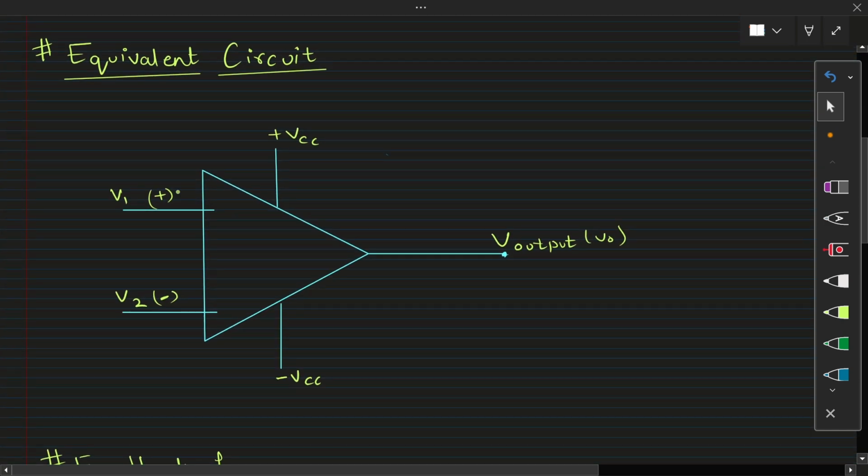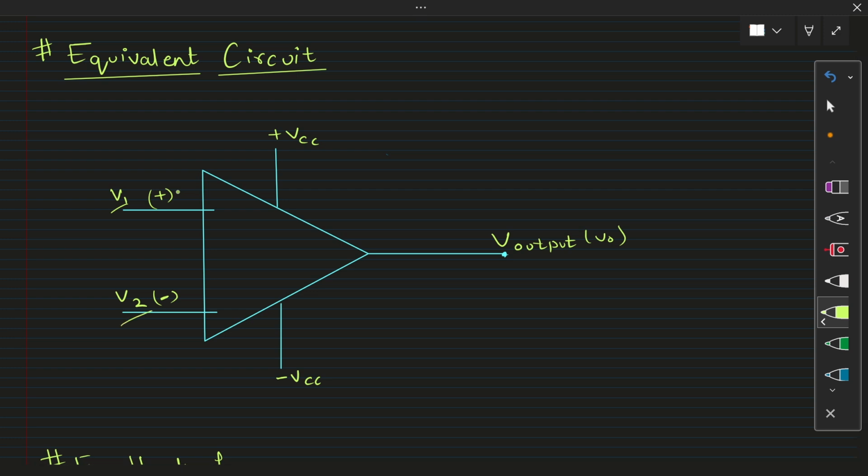In the previous lecture, we have seen the diagram of an operational amplifier. This triangle is the diagram of an operational amplifier, and here V1 is the input voltage at the non-inverting terminal, and V2 is the input voltage at the inverting terminal. Here V0 is our output, and the plus VCC and minus VCC are basically the power supply for this operational amplifier. So for an equivalent circuit, here we have something which we call ZI.